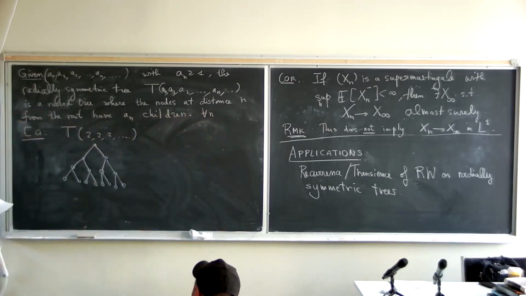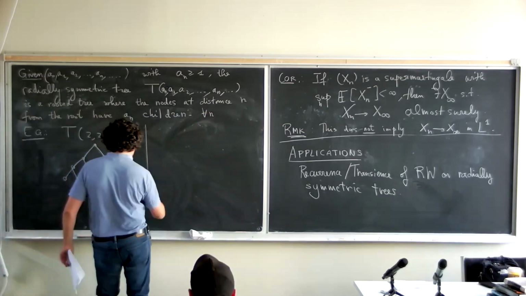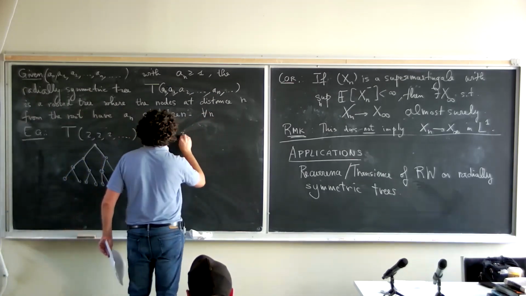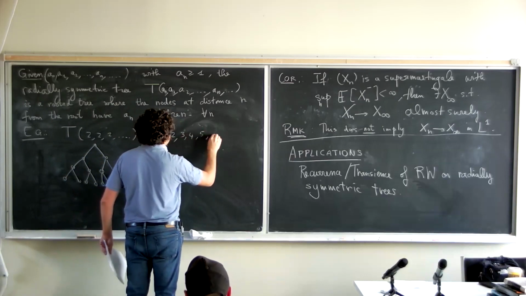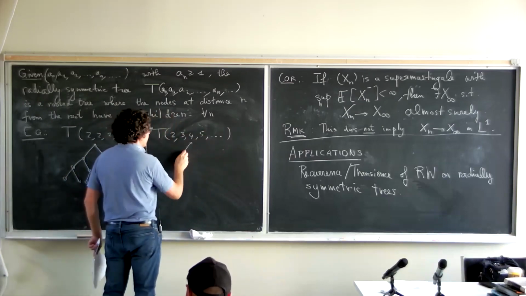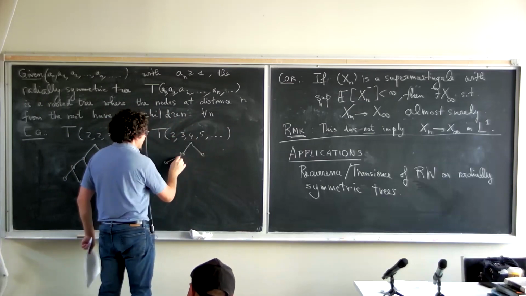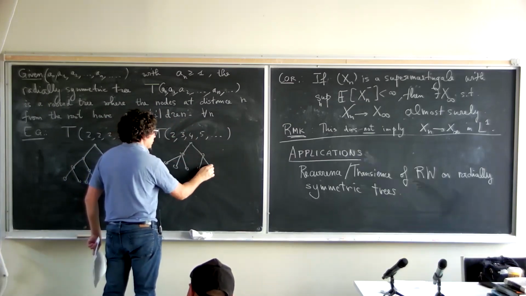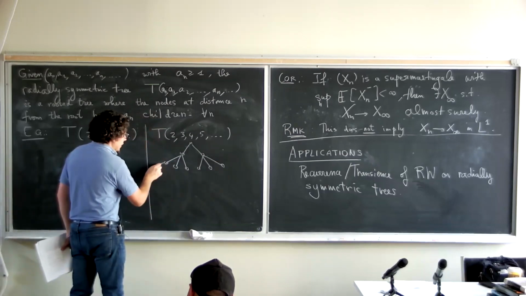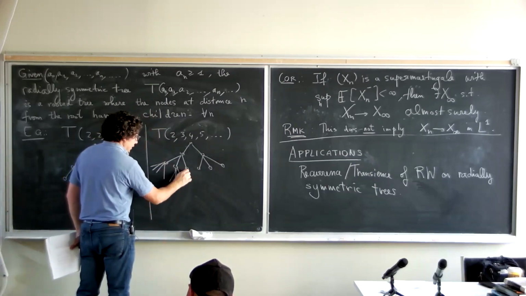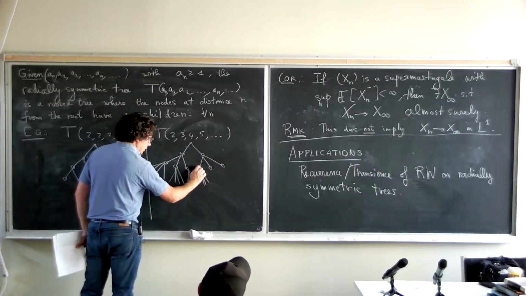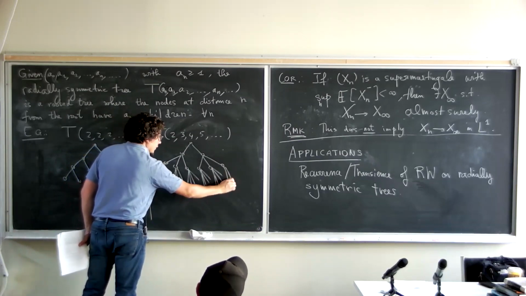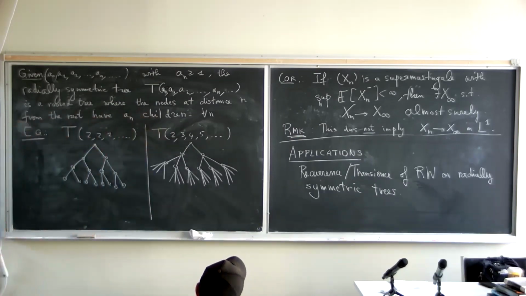Yeah, because you can change. If you do T(2, 3, 4, 5, ...), something like this, this would mean what? You have two children. Each of them has 3 children, and each of them has 4 children. Like that.